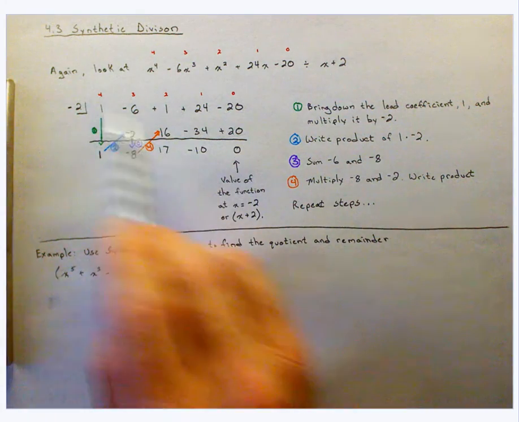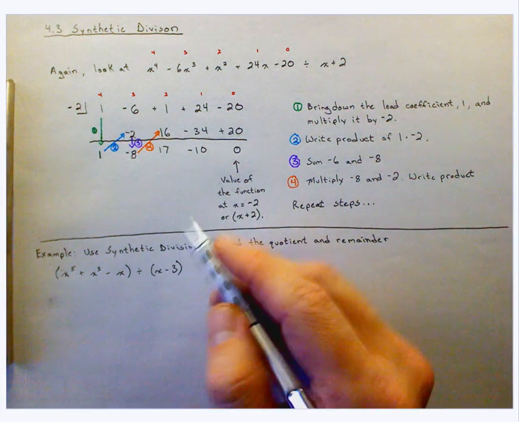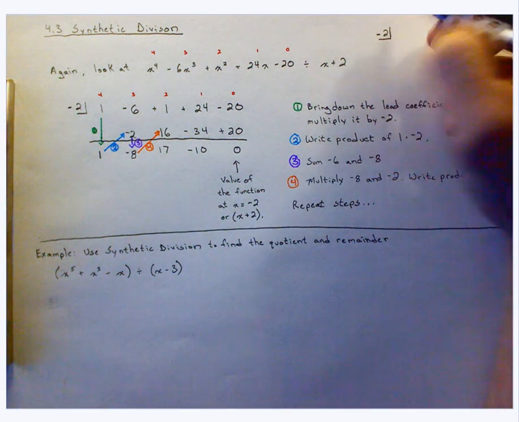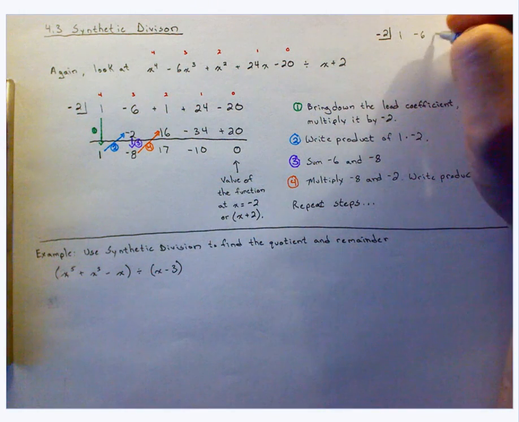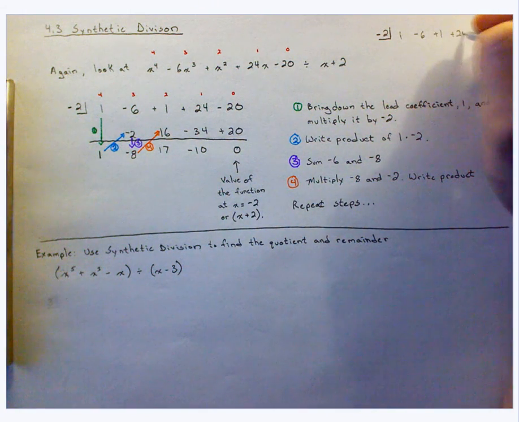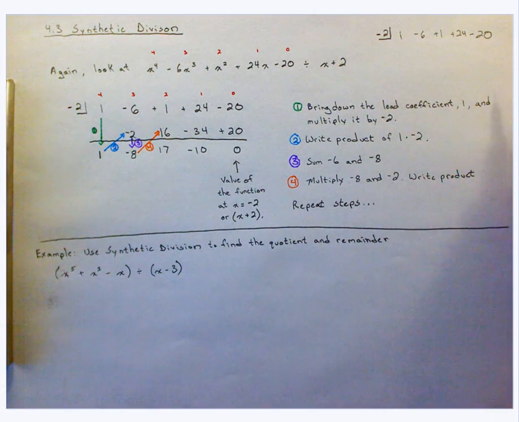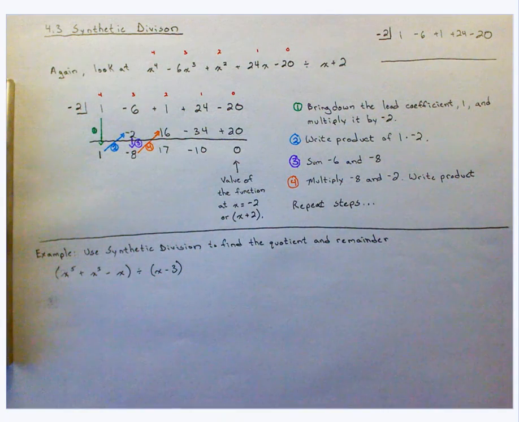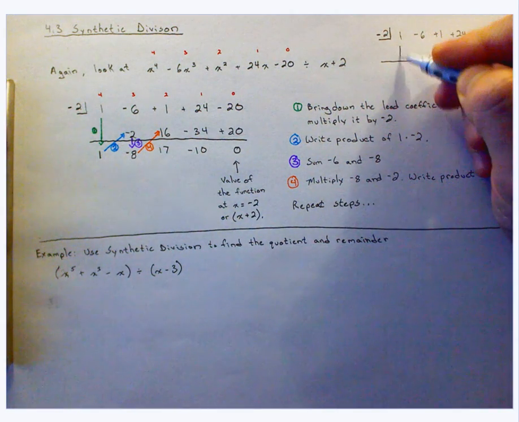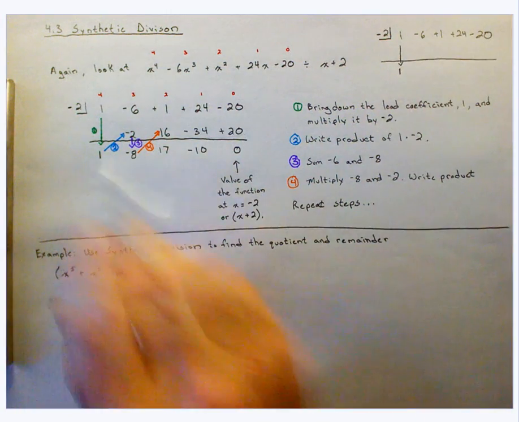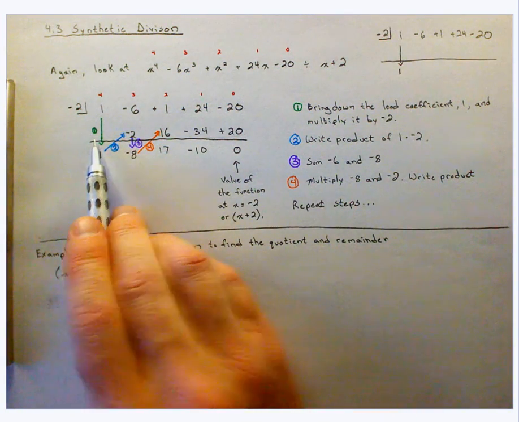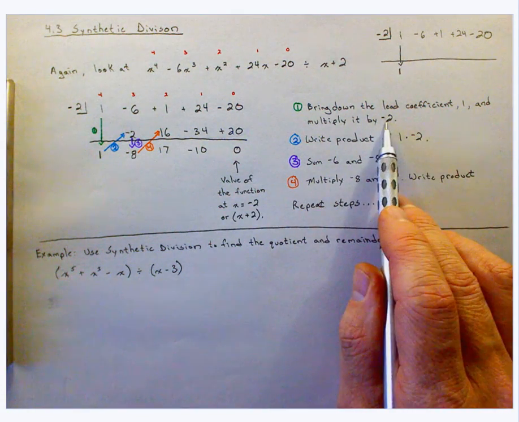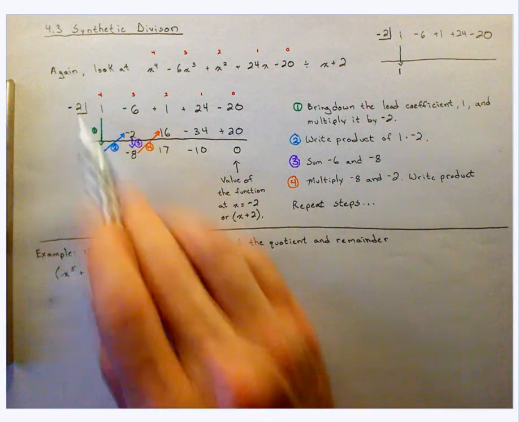So the first thing that I do is my problem, and I'll write it out here, is that this is how my problem initially looks. 1, negative 6, plus 1, plus 24, minus 20. And then I drop that 1 down. So step 1, it's written in green. Bring down the lead coefficient, in this case it's 1, and multiply it by a negative 2. So I say negative 2 times 1.